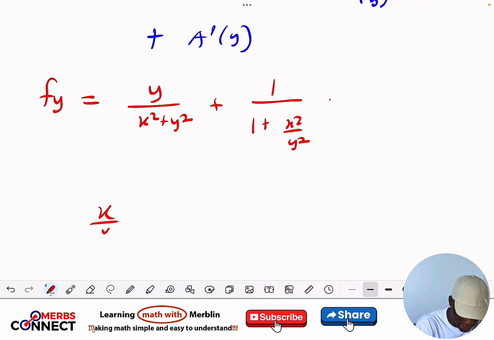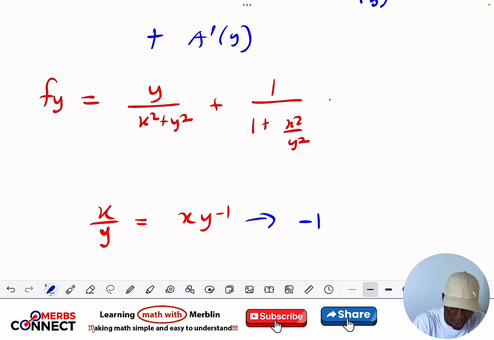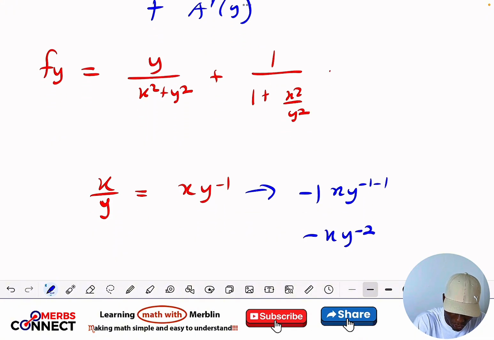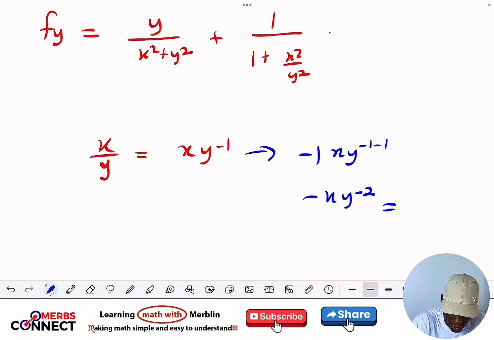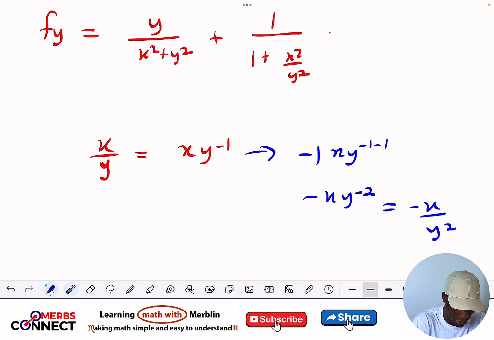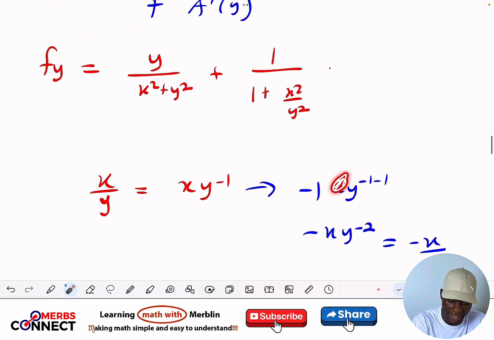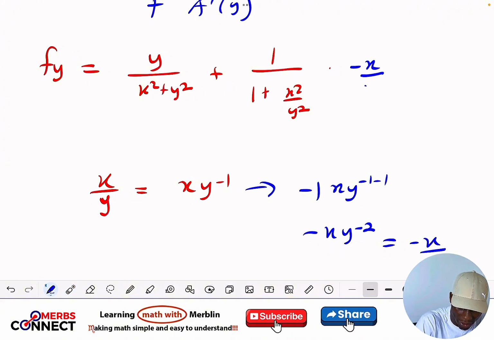So x divided by y is the same as x y to the power minus 1. So let's differentiate with respect to y. This is going to give us minus 1 drop xy, then I subtract 1 from it, so I'm going to have minus 1 minus 1, and this is going to give us minus x y to the power minus 2, and this is also the same as minus x divided by y squared. So when I differentiate what is inside the parentheses here, this is what I'm going to get. Now x here is constant, so don't think about the x. You can factor x out and just differentiate 1 over y, and this is what we are going to get. So this is times minus x divided by y squared.